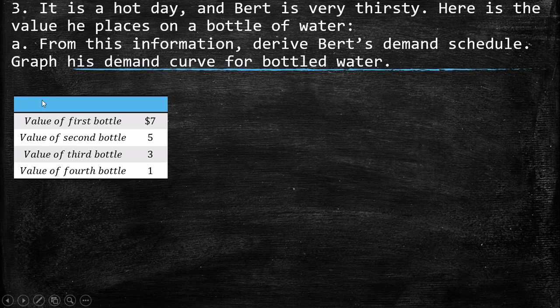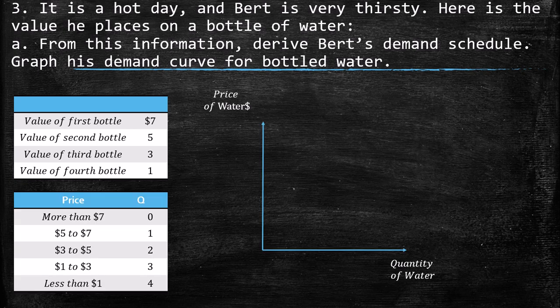Because you are so thirsty, Bert can pay $7. As Bert consumes more, he values each additional bottle of water less, because he is kind of satisfied. So here we have the price of water and the quantity of water.